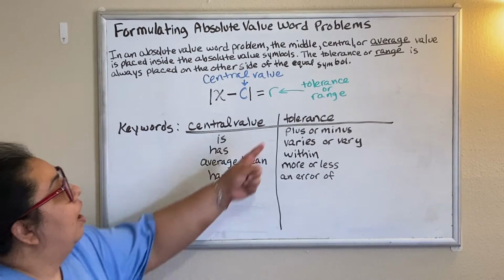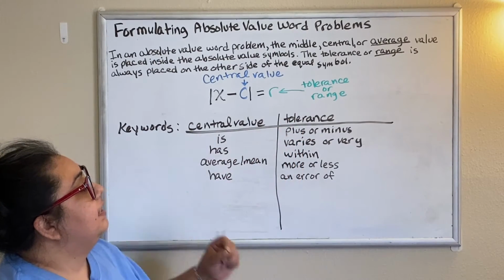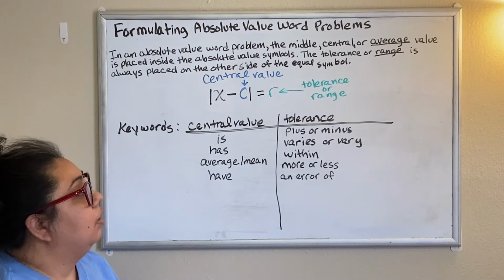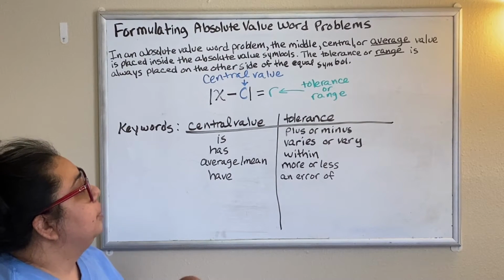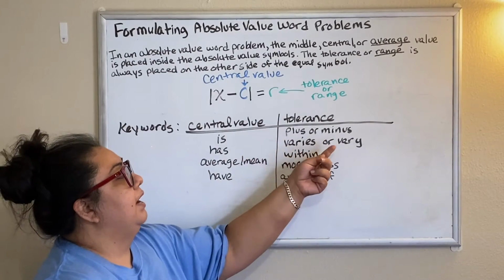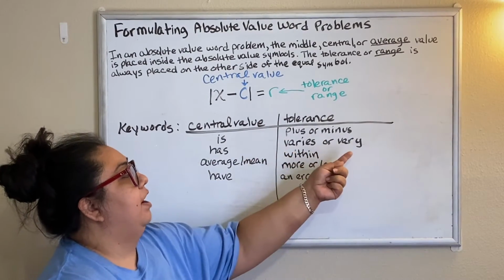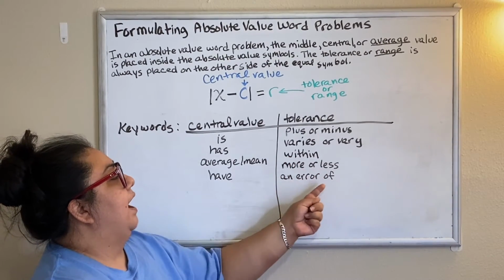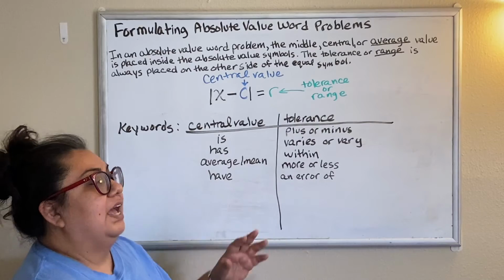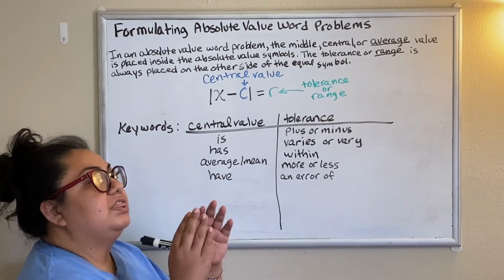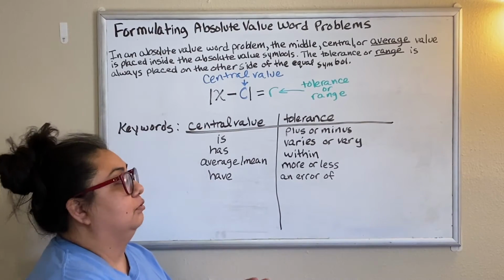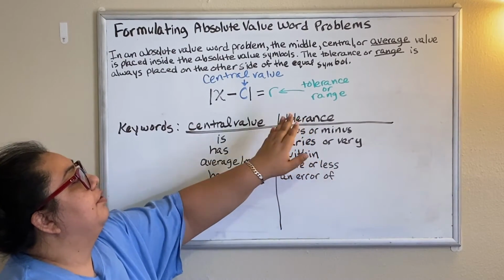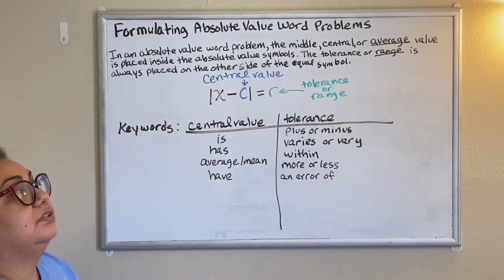However, with the tolerance or the range, it is much easier to determine based on keywords. You'll see words like plus or minus, varies or vary, within, more or less, an error of. If anything tells you it's within a certain range of values, any keywords similar to that will let you know that is the tolerance or the range.